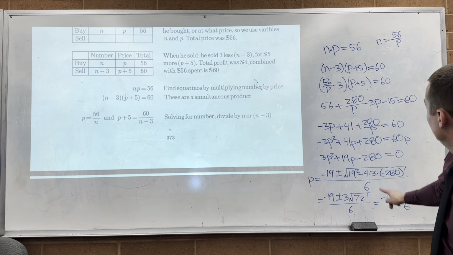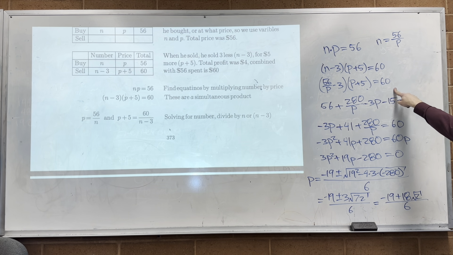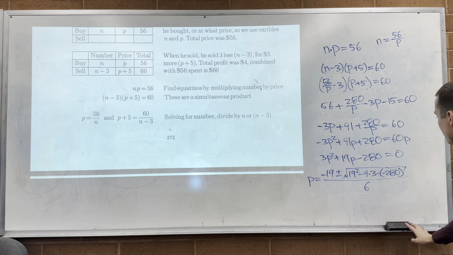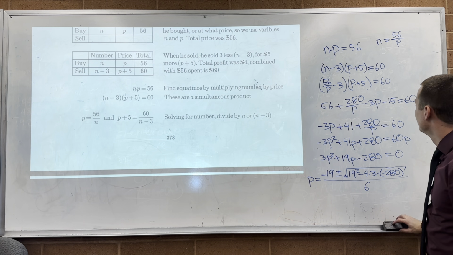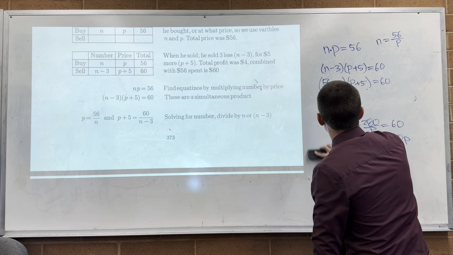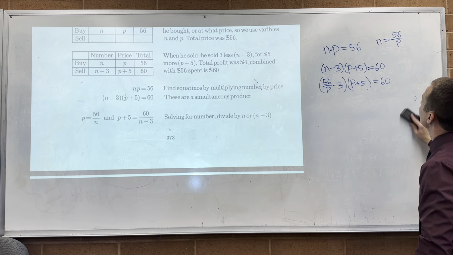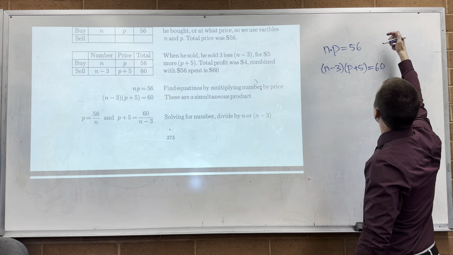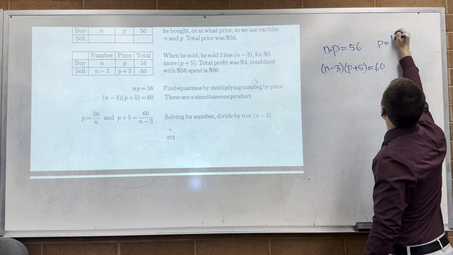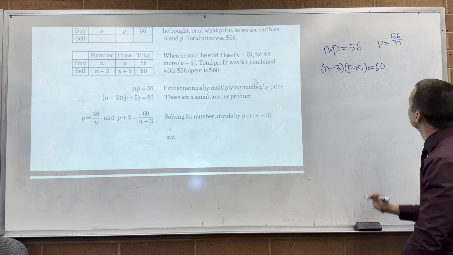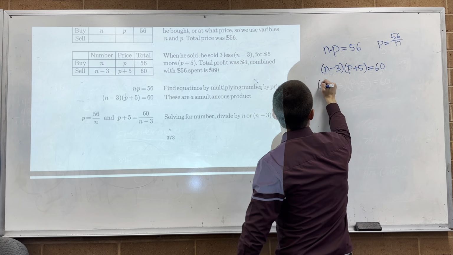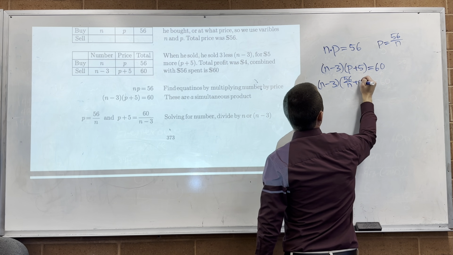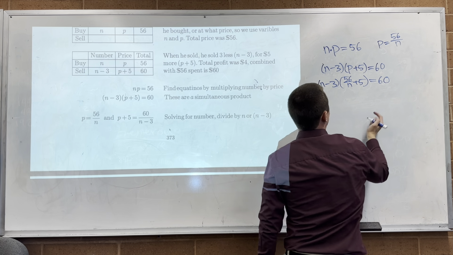What mistake do I keep making? I'm making a mistake twice. This can't be the answer because it needs to come out to a rational number. All right, let's plug in the n this time, or plug in the p this time. Shouldn't make a difference, but I keep making a mistake I'm not seeing. So this time we'll say p is equal to 56 over n. And so this time, n minus 3 times 56 over n plus 5 is equal to 60.